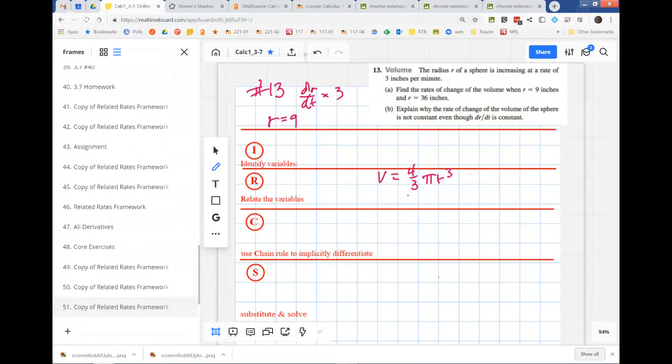Okay, so guess what? We need to differentiate this with respect to time. The derivative with respect to time of 4/3 pi r cubed. Oh wait, I forgot the V. Let me try that again. So this would be V equals 4/3 pi r cubed. On the left we have dV/dt. On the right, power rule: 3 times 4/3, the 3's cancel and you get 4 pi r squared. Our variable that we have to differentiate with respect to time, dr/dt.